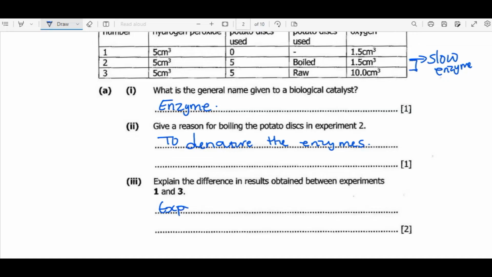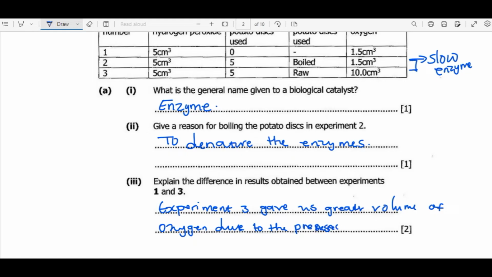Experiment 3 gave us greater volume of oxygen due to the presence of enzymes. So that is the case.